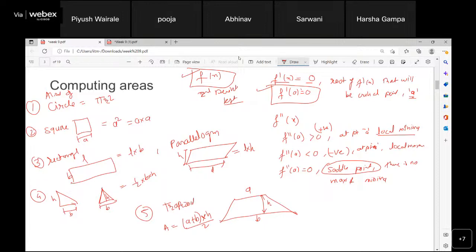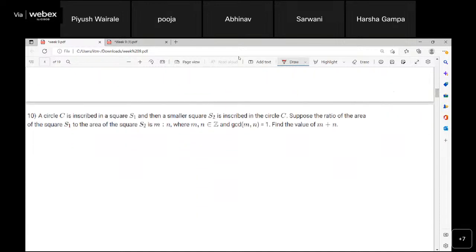So these are a few standard shapes whose area you should know. Please remember this, and based on that we can solve the questions. Okay. So now this is the question.